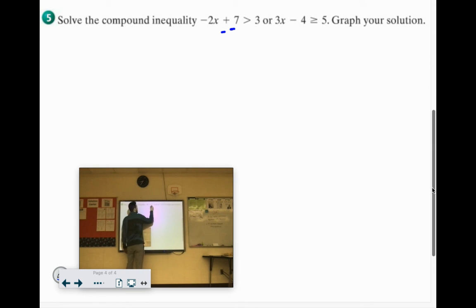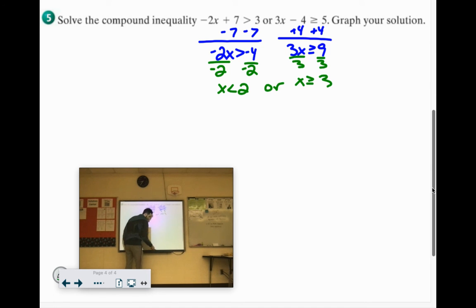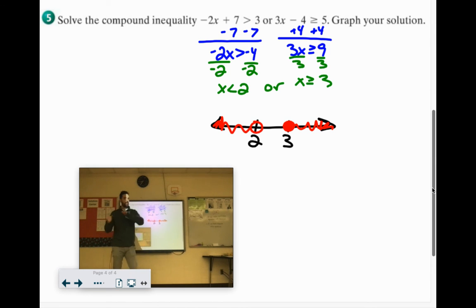All right, -7. Ooh, we're going to have to flip the sign here. x is less than 2. Here we don't. x is greater than or equal to 3. All right. 2, 3. On 2, we have an open dot, left. On 3, it'll be a closed dot, and to the right. We did it. Compound inequalities. Yes!